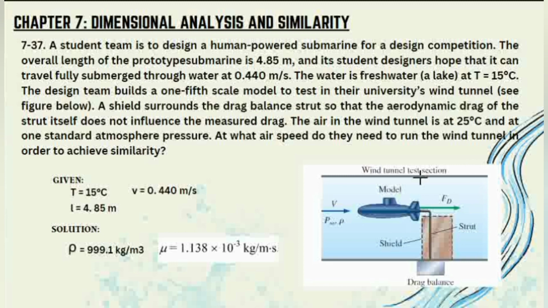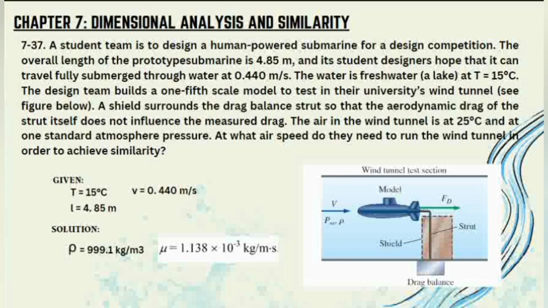As you can see in the figure, a shield surrounds the drag balance strut so that the aerodynamic drag of the strut itself does not influence the measured drag. The air in the wind tunnel is at 25 degrees Celsius and at 1 standard atmospheric pressure. At what air speed do they need to run the wind tunnel in order to achieve similarity?